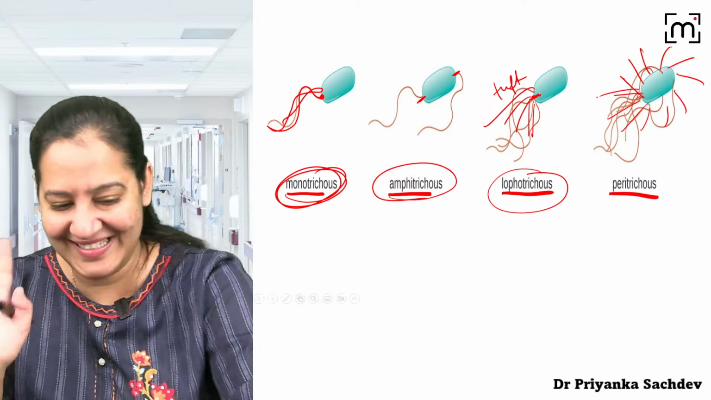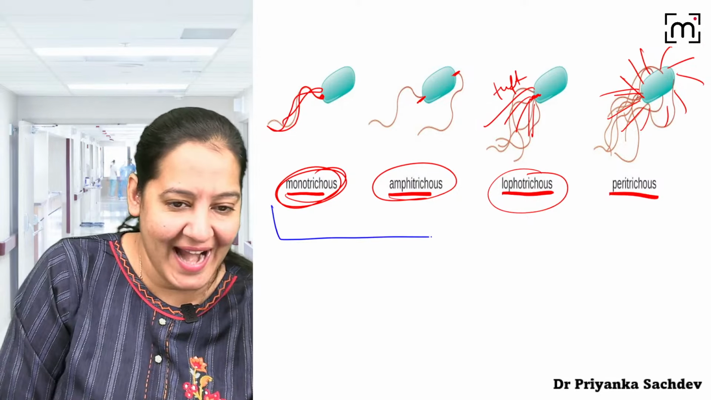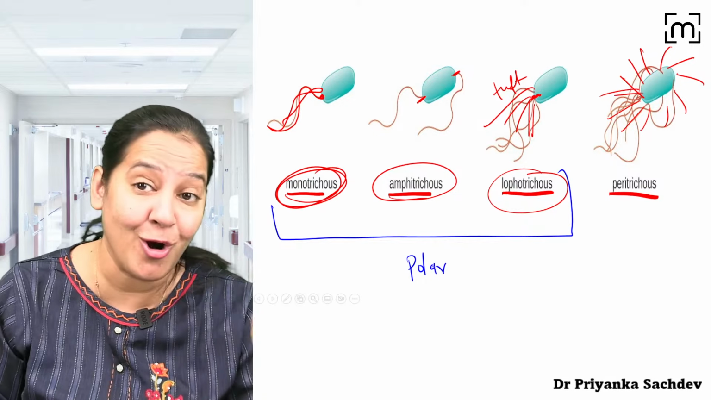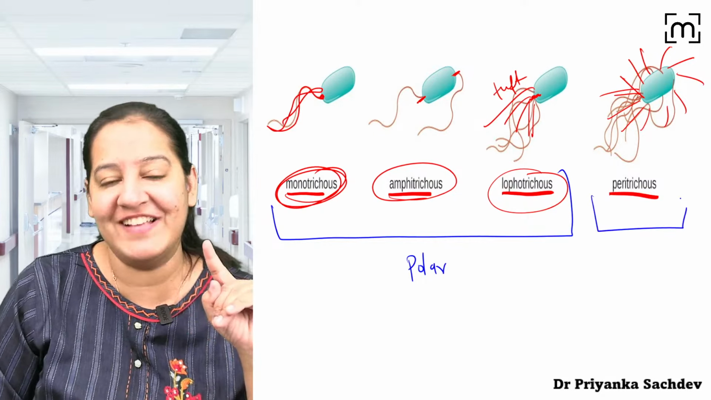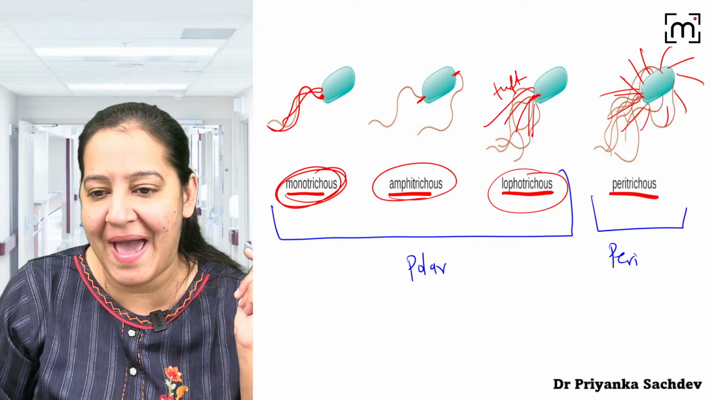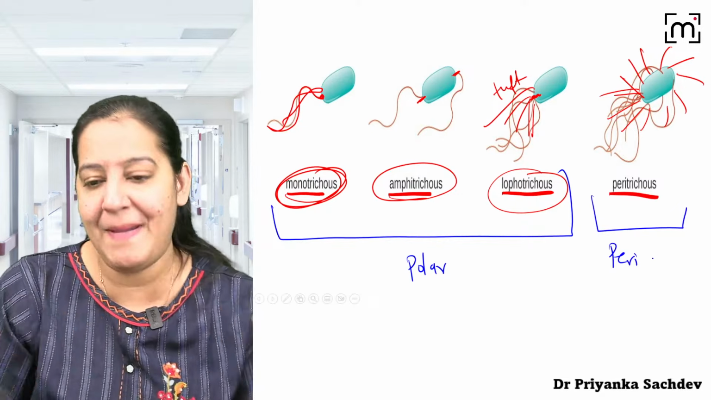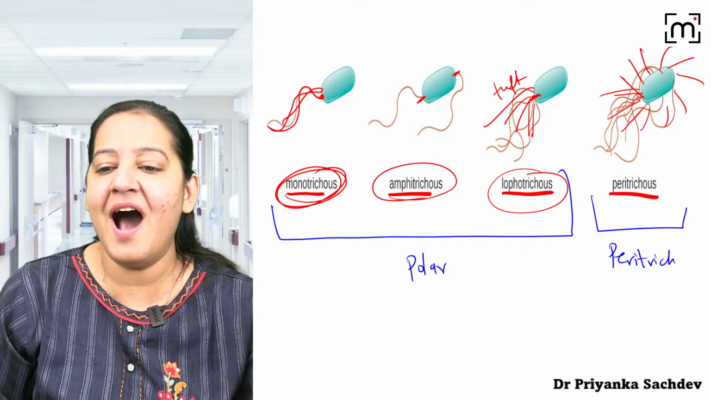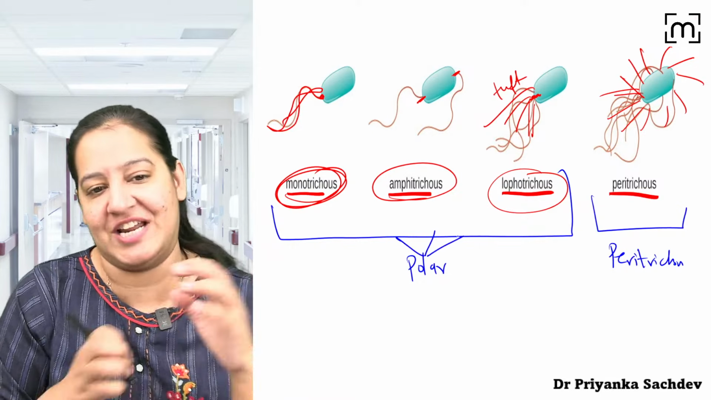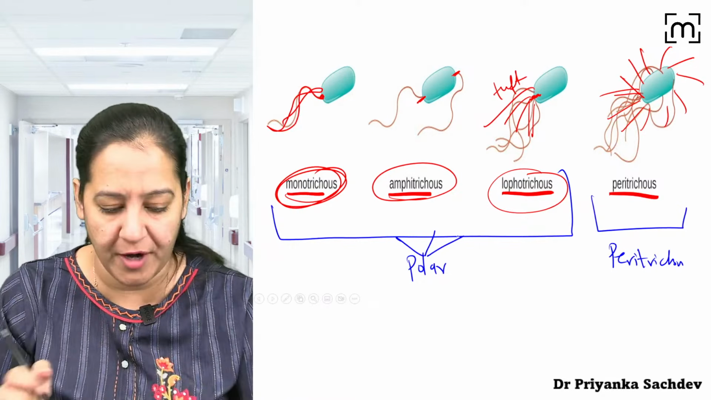Listen to my point. My point is that these 3 have flagella at the pole. That's why they are known as polar flagella. North pole, south pole. And this one has flagella all around, not at the pole. So this one is known as peritrichous. Peri means everywhere. So flagella are of 2 types. Polar and peritrichous. Polar is further of 3 types: mono, amphi and lopho. You got my point?